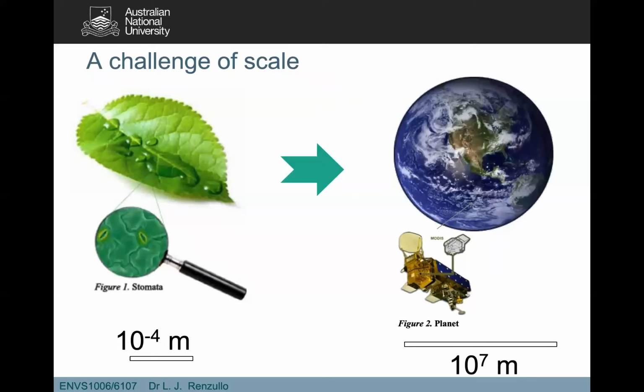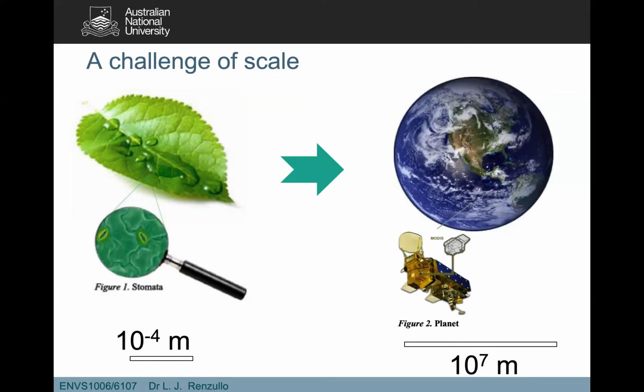Scale is going to be a challenge, whether we talk about the leaf scale and the role of the stomata in photosynthesis through letting in CO2, but at the same time releasing water vapor into the atmosphere. This is at a scale of the tens to the hundredths of a meter, a millimeter.